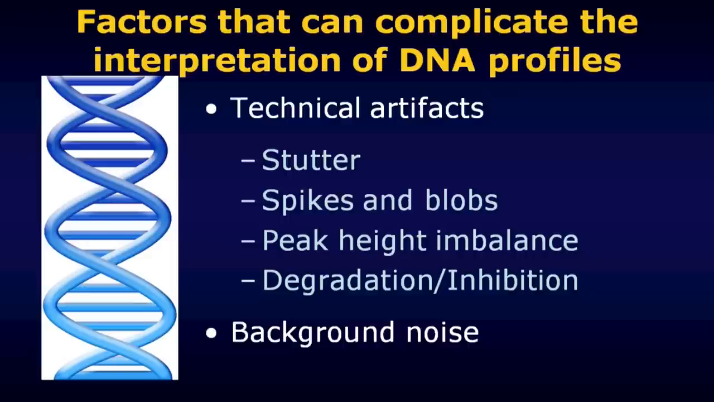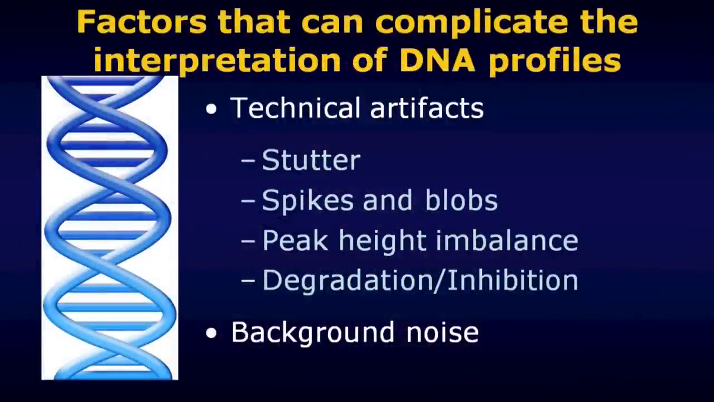Peak imbalance, degradation, and inhibition are more the type of problem that manifests itself with evidence samples, but they can occur in reference samples as well. Often they can be recognized. When they are, at the very least they raise some questions about how certain we can be about the reliability of the test and the conclusions that can be drawn from it. Sometimes serious concerns, sometimes not as serious.